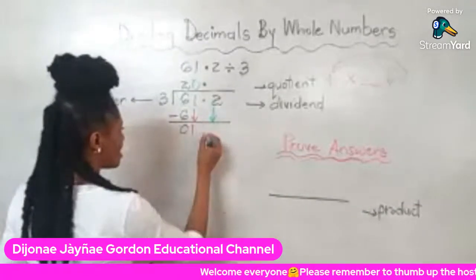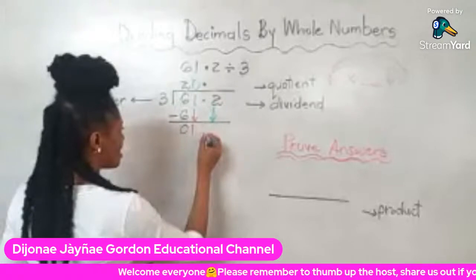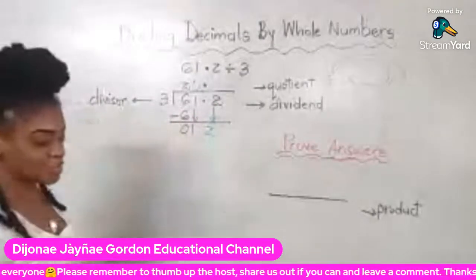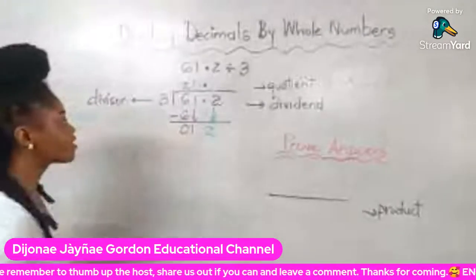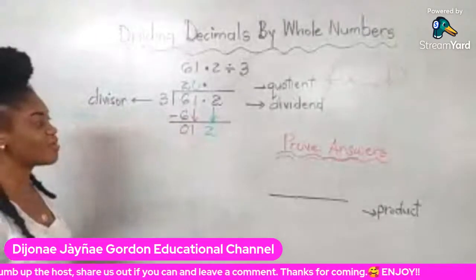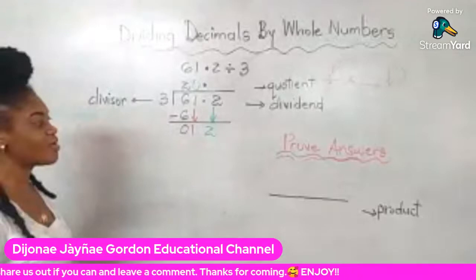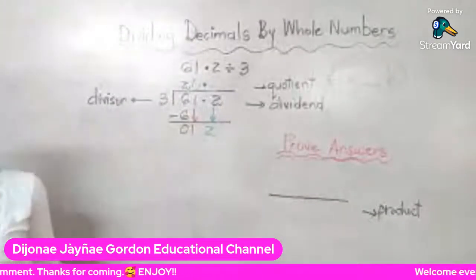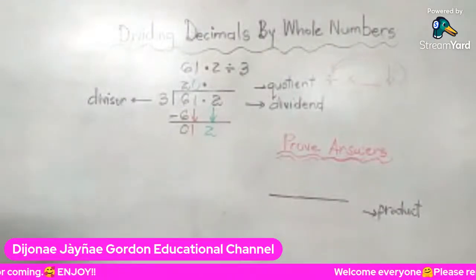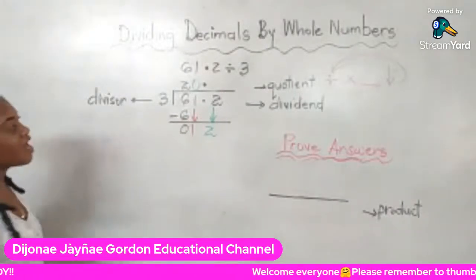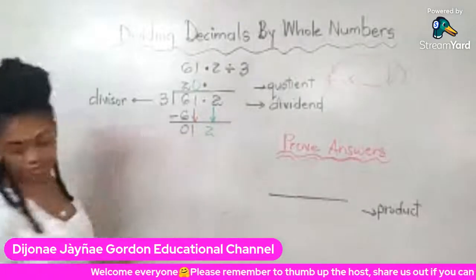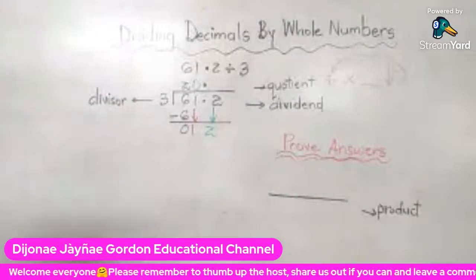We bring it right down and put these 2 digits together. Now we have 12. How many groups of 3s can we get from 12? That's the first thing you are to ask yourself. And of course, we can only get 4 groups.